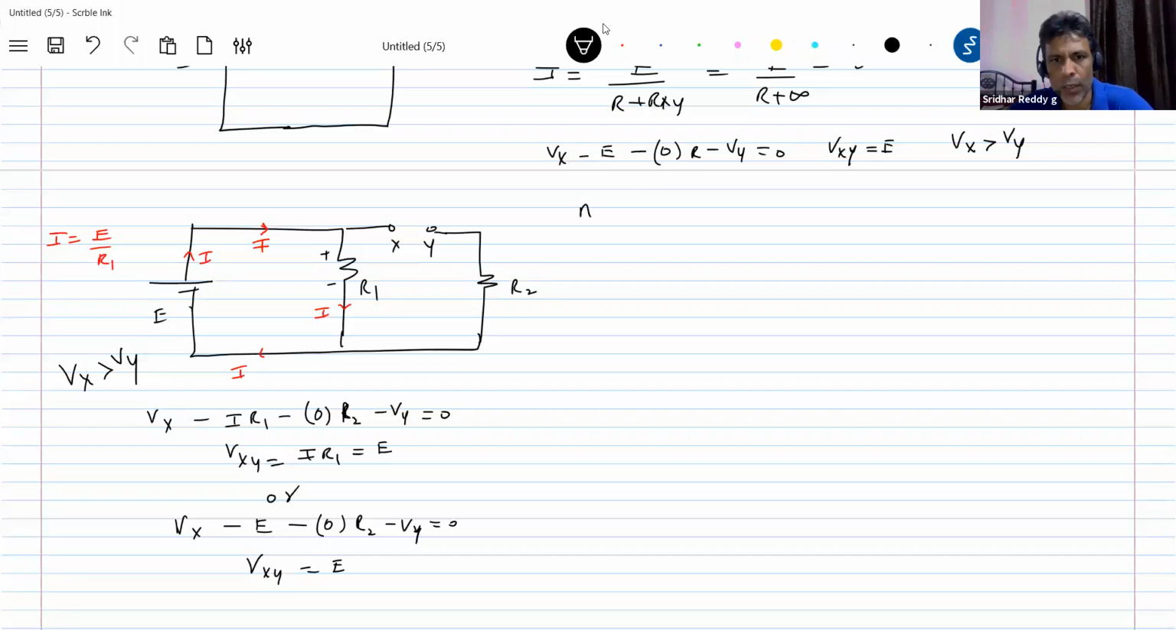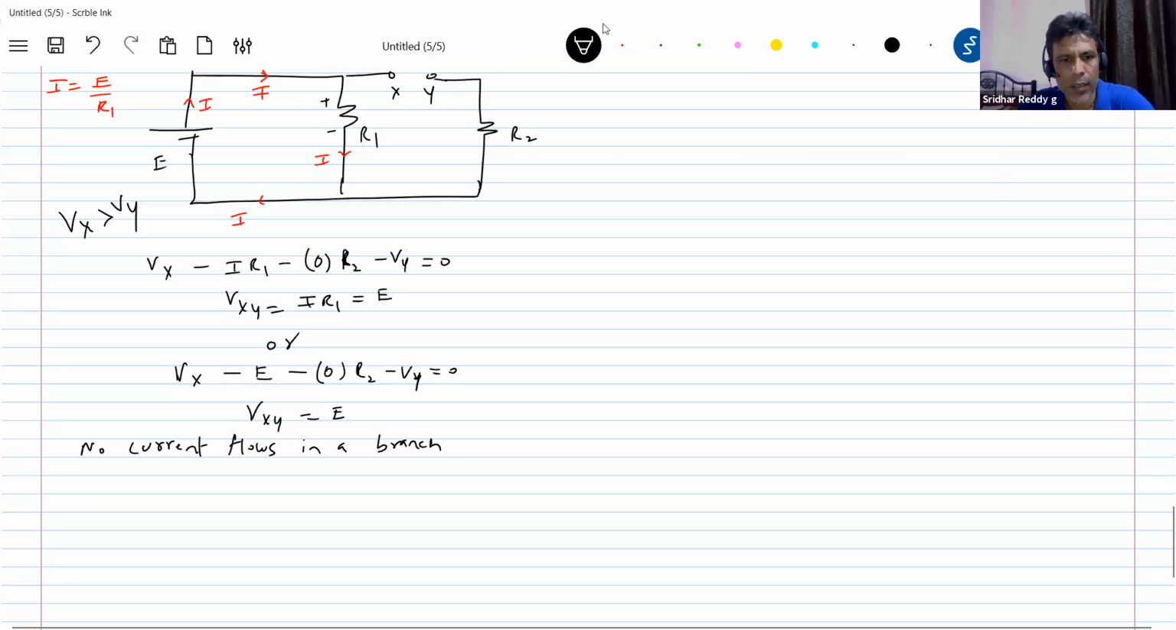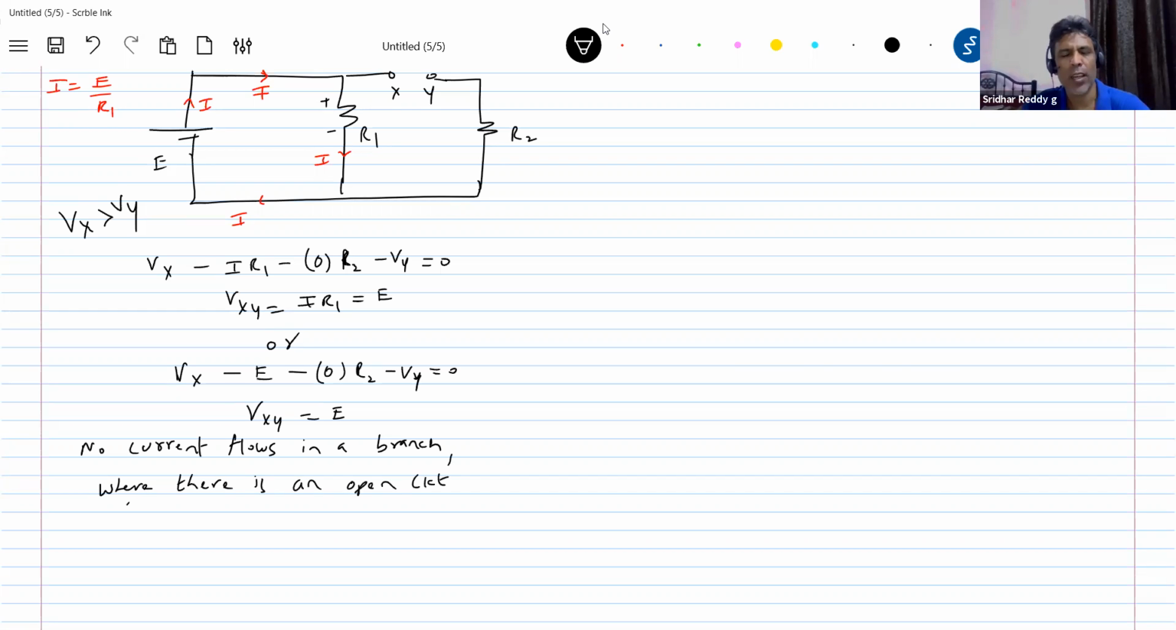This is the conclusion. I'll conclude here. No current flows in a branch where there is an open circuit, or no current flows in an open circuited branch. Okay, this is about the open circuit. So let's go for the short circuit idea.